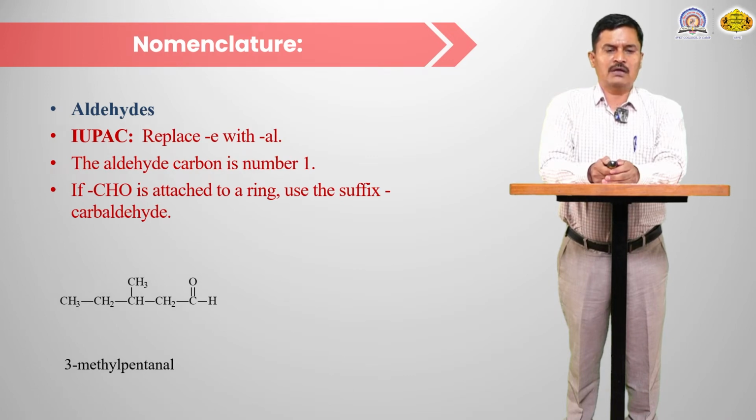For example, carbonyl carbon, then CH2, CH double bond, CH3, CH2, CH3. So numbering must start from the carbonyl carbon. The CH3 group which is attached at the 3 position, that's why the name of this compound is 3-methyl pentanol, and there are 5 carbons, that's why pentane, the E, is replaced by AL: pentanol.